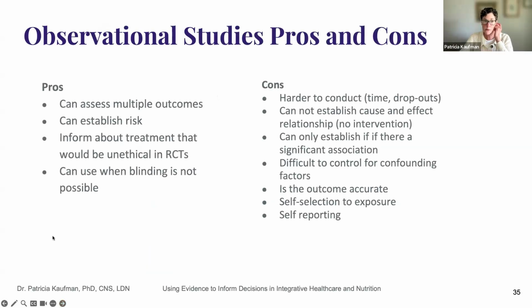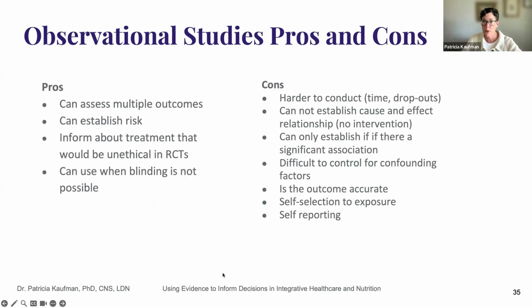What are the pros and cons of observational studies? Pros: they can assess multiple outcomes, can establish a risk, and can inform about a treatment that would possibly be unethical in a randomized control trial. They can be used when blinding is not possible. What are the cons? It's harder to conduct.